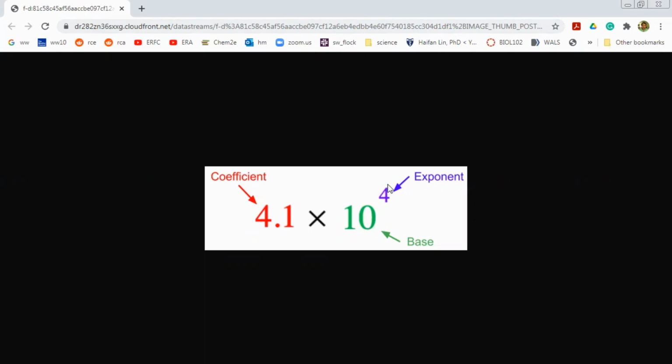So I'm going to try to use this terminology. I may use the word mantissa. If that offends you, use the word coefficient or significand.